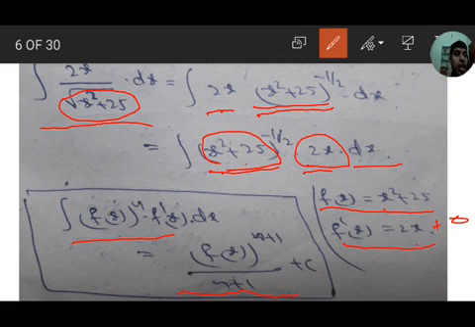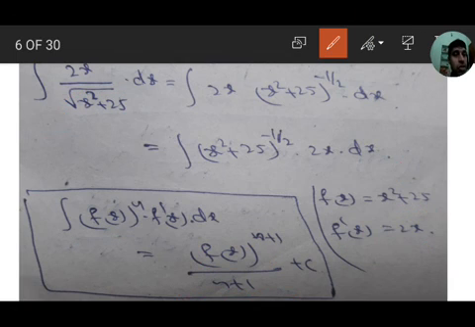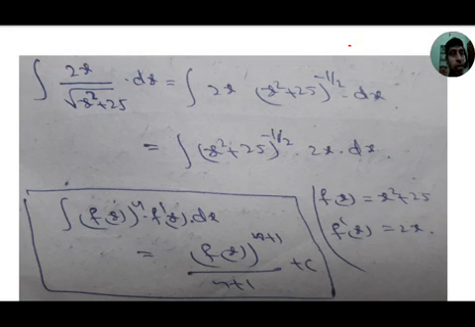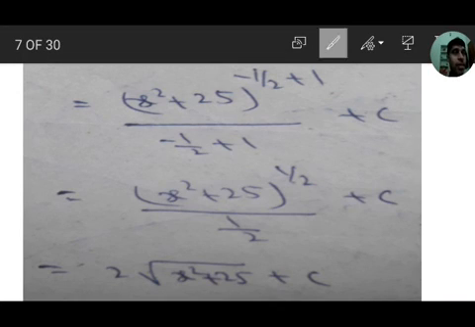It is the formula. Here f of x equal to x square plus 25, f dash x equal to 2x. So formula is f of x whole to the power of n plus 1. So f of x equal to x square plus 25 whole to the power of n, n means minus 1 by 2. So x square plus 25 whole to the power of minus 1 by 2 plus 1 by minus 1 by 2 plus 1 will come. Direct to formula, that is x square plus 25 whole to the power of minus 1 by 2 plus 1 by minus 1 by 2 plus 1.